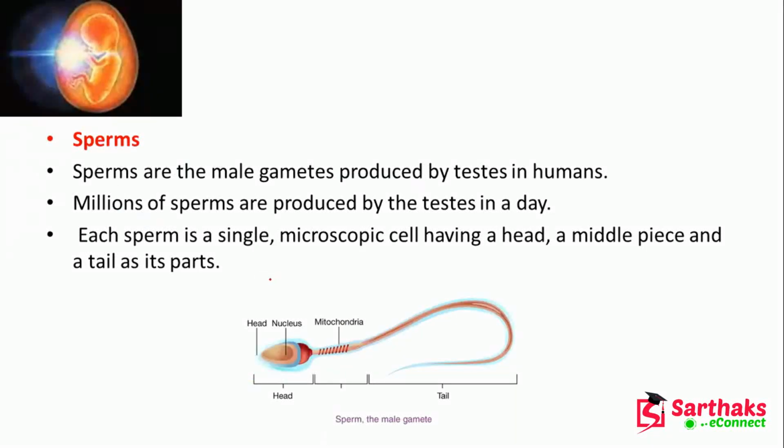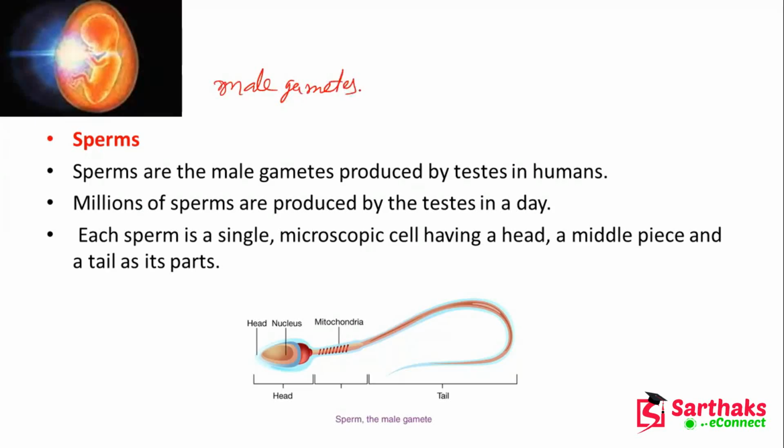Now the sperms, you can see that these are the male gametes, which are responsible for the reproduction of the human zygote. Sperms are the male gametes produced by the testes. These are the male gametes.